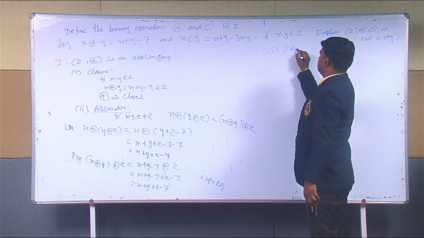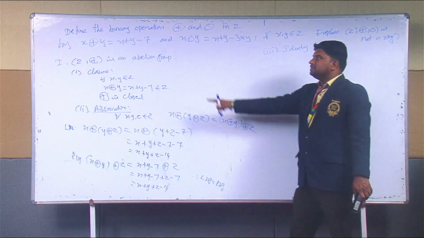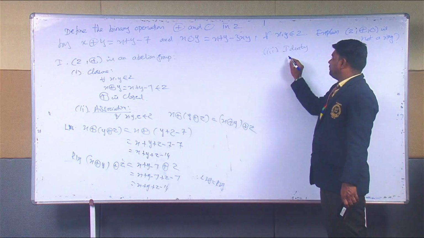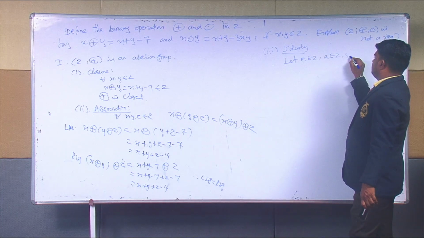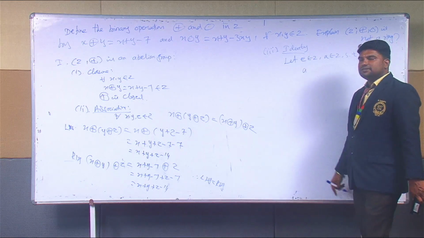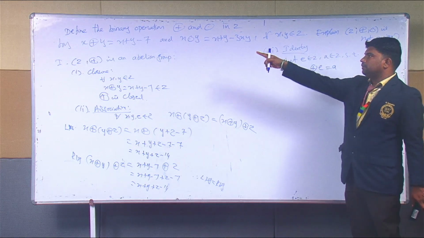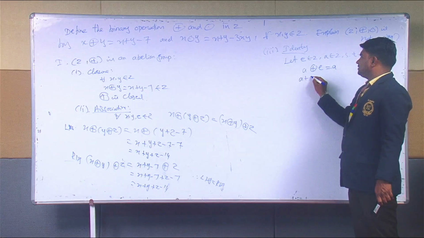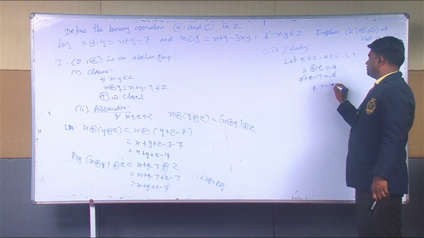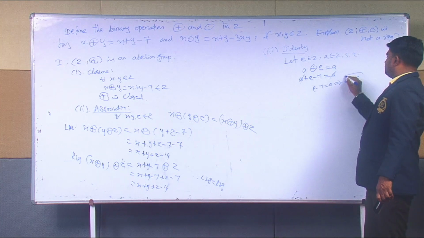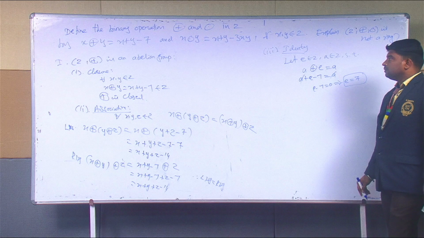Next, identity. I want to determine the identity element E under this addition modulo definition. Let E belongs to Z and A belongs to Z such that the identity axiom is A addition modulo E equal to A. The left side, by the definition of addition modulo, A plus E minus 7 is equal to A. So A and A cancel. So E minus 7 equals 0, which implies E equals 7. So in this problem, the identity element is E equal to 7.